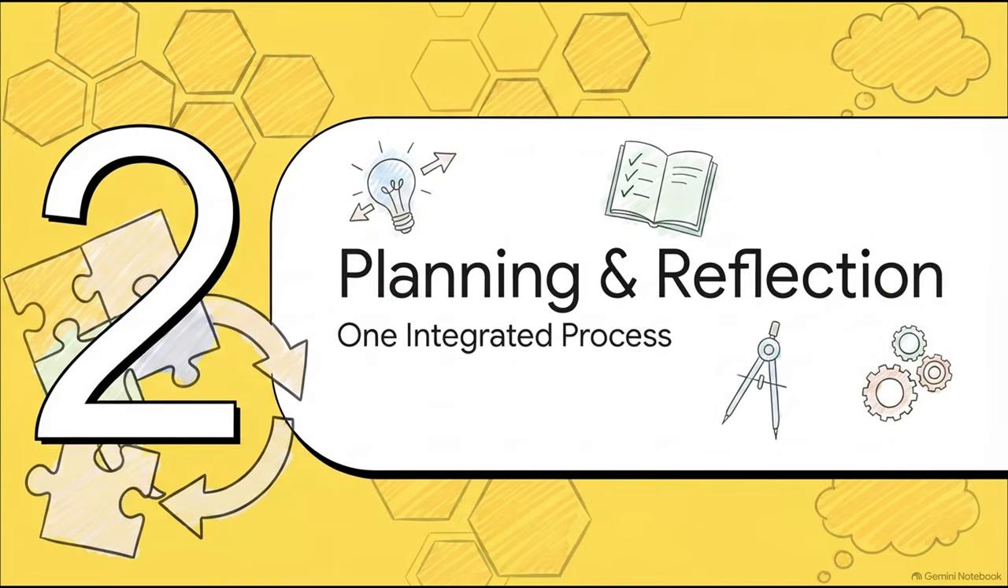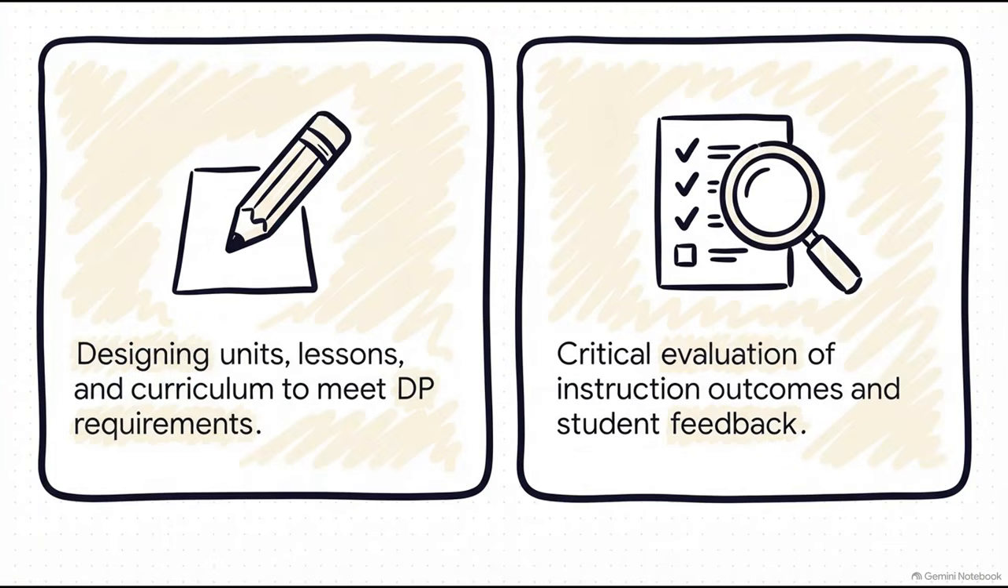Moving on to Section 2, Collaborative Planning and Reflection. Let's see how the DP structures this dialogue. Now, even though we tend to separate these tasks in our heads, collaborative planning, designing units, lessons, and curriculum to meet DP requirements, and reflection, the critical evaluation of those outcomes and student feedback, are really just two halves of the exact same process. The IB program standards and practices treat them as a single interdependent concept. You quite literally cannot have one without the other.